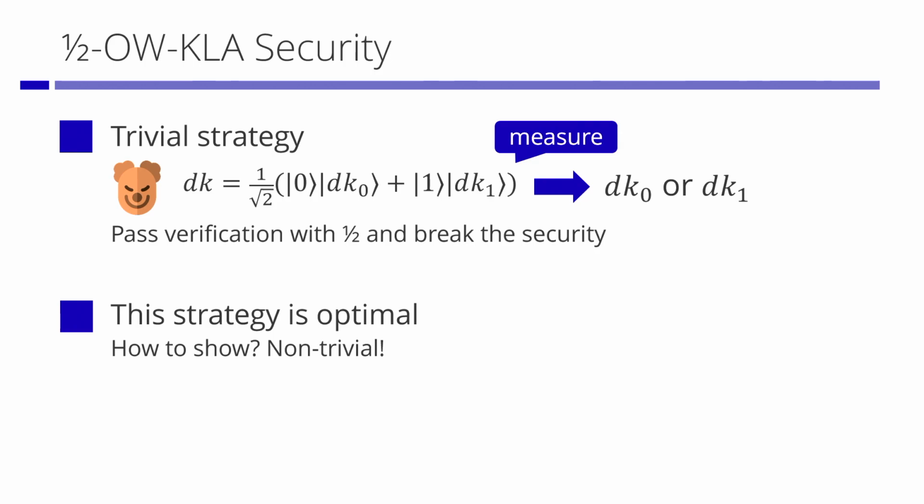We can show this. But the big question is how to show this strategy is optimal. Actually, this task is quite non-trivial. And we show this by using a new security notion called consistent or inconsistent security.